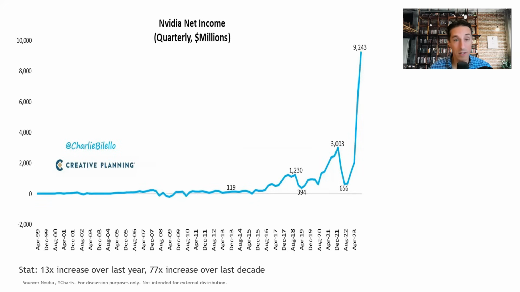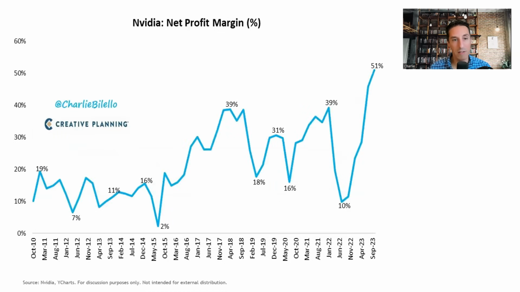And because NVIDIA still is the dominant player in terms of these AI chips, they have the extreme pricing power. They're pretty much selling these things for whatever they want until competitors come into the market. And because of that, their profit margins are exploding higher. Their net profit margin, 51%, a record for NVIDIA in the last quarter, just unbelievably high. Now, competition, free markets would suggest this is not sustainable.